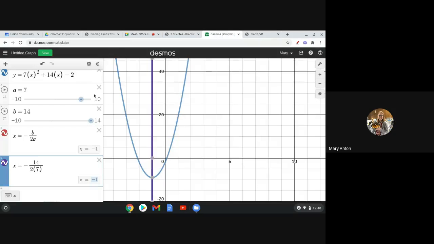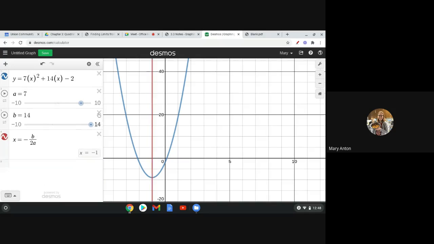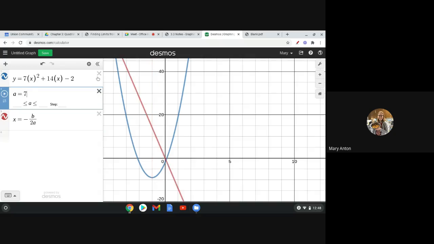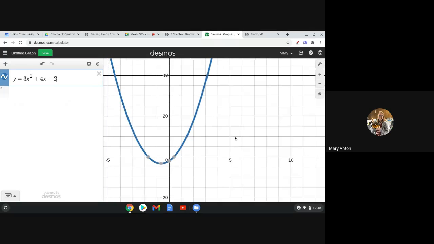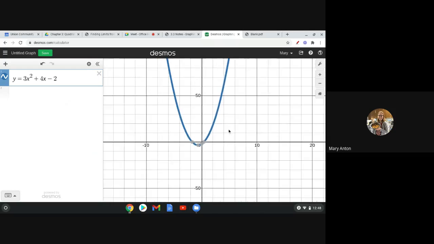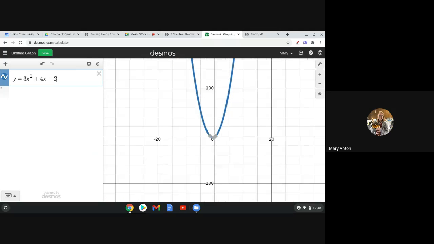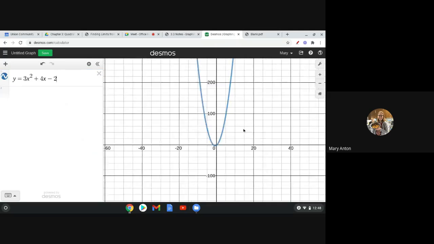Maximum value. Can I graph this real quick? What is it? 4x squared? It's 3x squared. Oh, it's 3x squared. 3x squared plus 4x minus 2. What's the maximum value? There isn't one, is there?